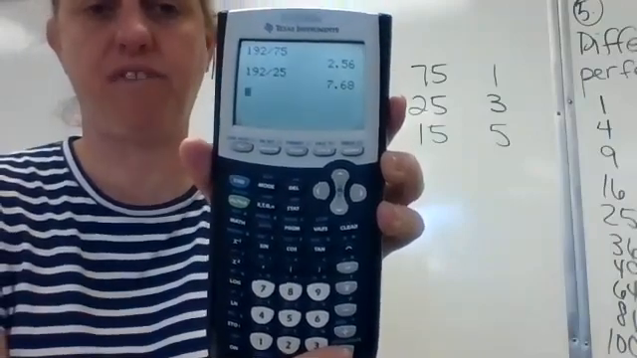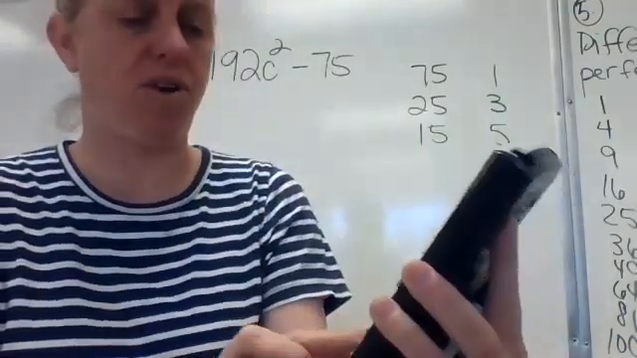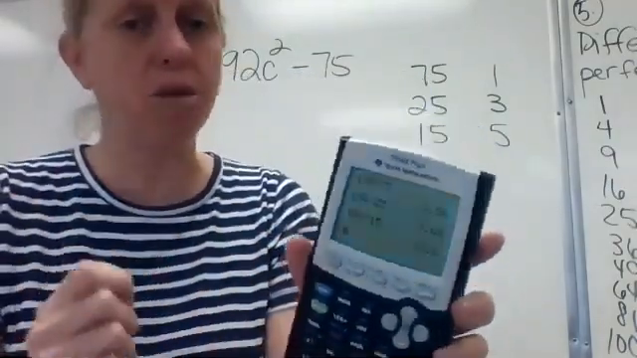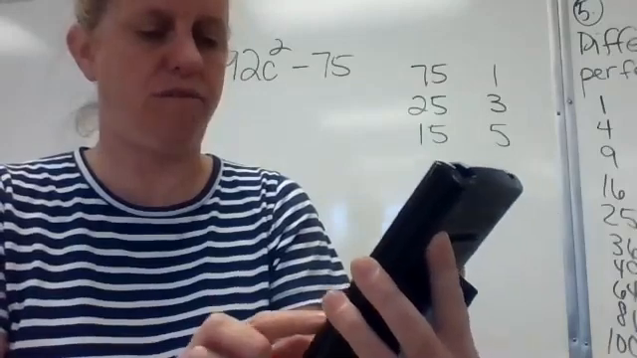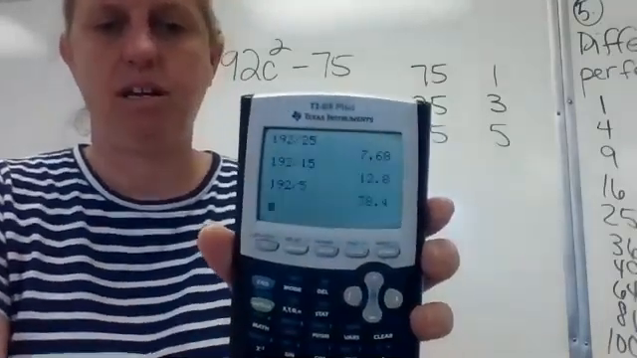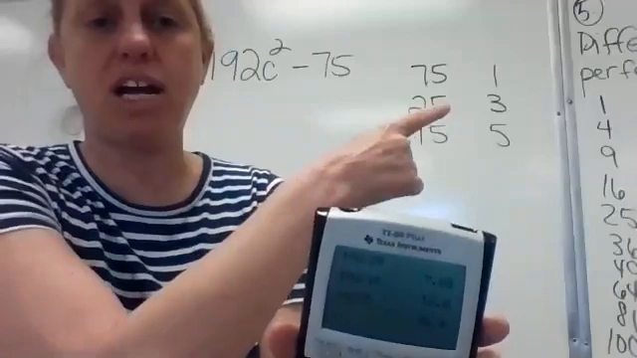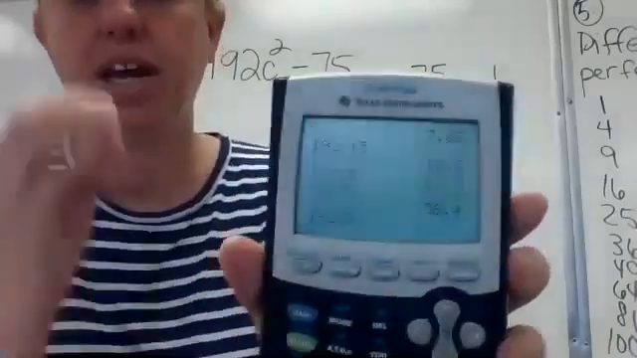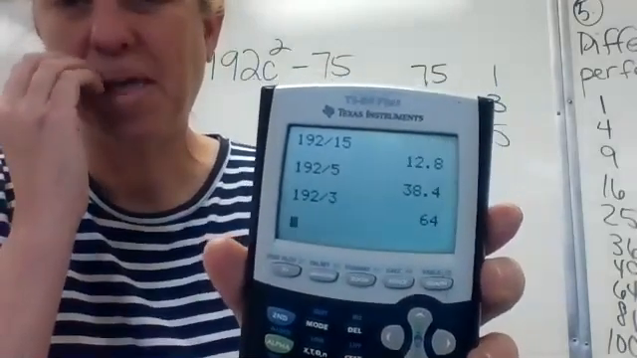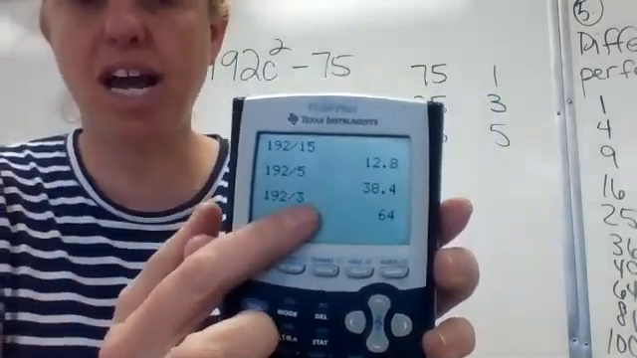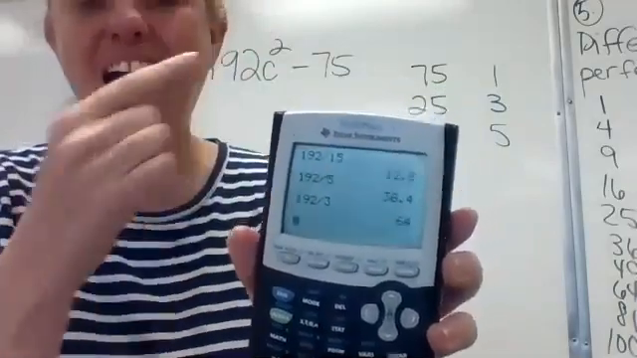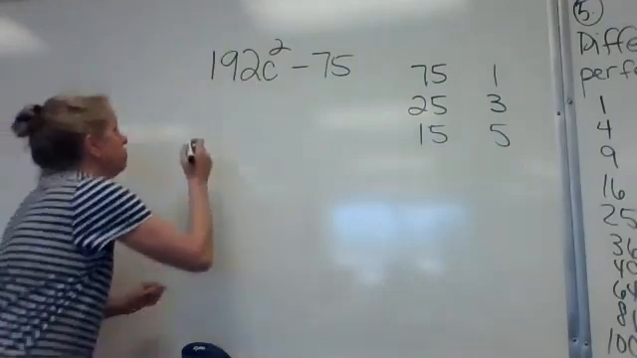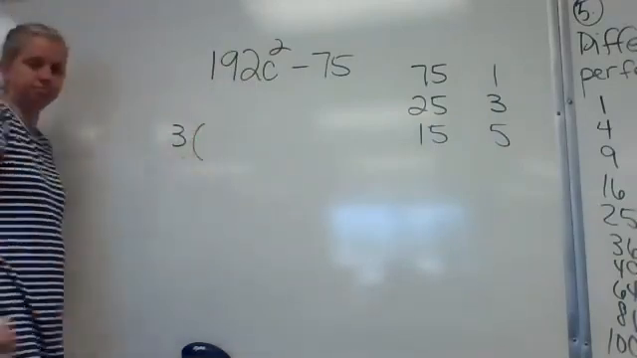Still a decimal, so it's not 25. Do the same thing with 15. 192 divided by 15. Still a decimal. I'm still pretty confident. 192 divided by 5. Still a decimal. My last chance would be the 3. 192 divided by 3. Not a decimal. Which means 3 goes into 75 and 192. So what does that tell you? You need to do first, pull out the 3.